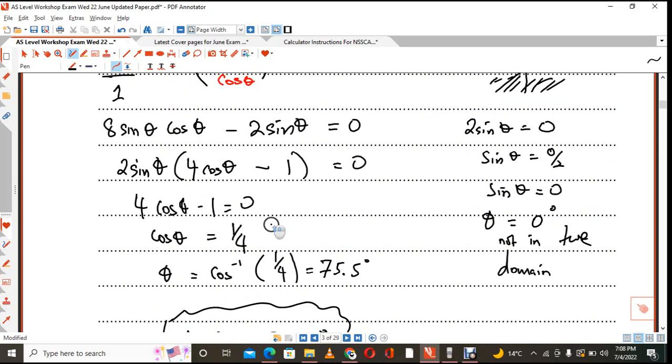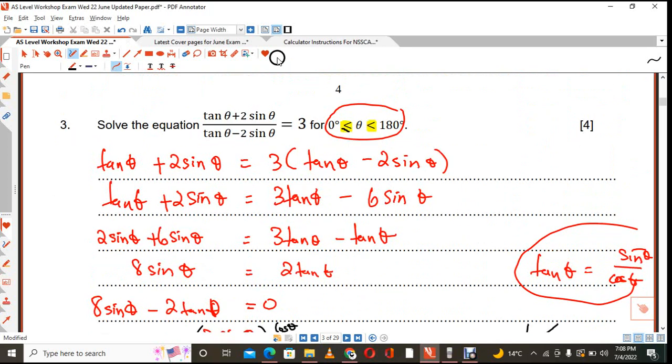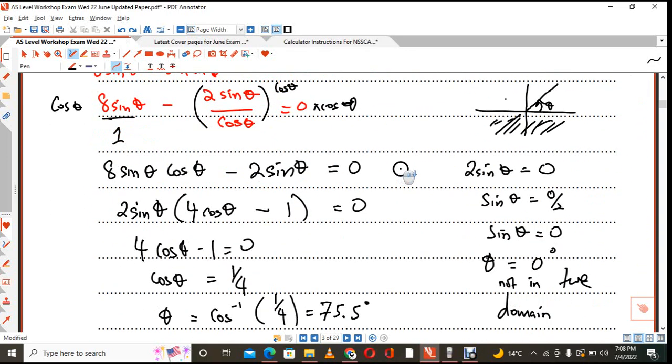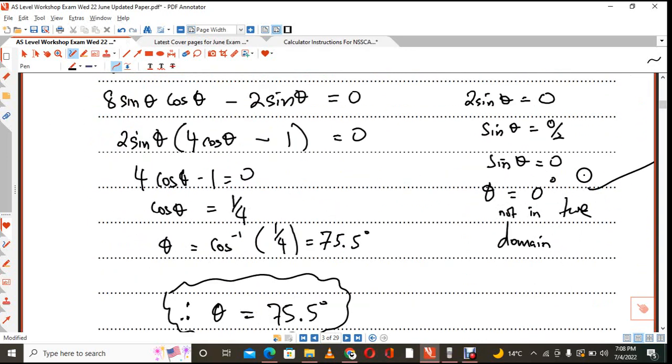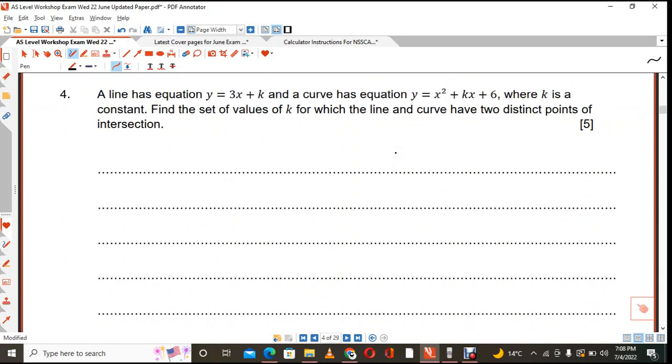So look at your domain very carefully so you understand. If there was an or equal sign here, I would also be considering 0 as an answer. But now it is not in the domain, so I'm not considering that answer. So that brings me to the next question.